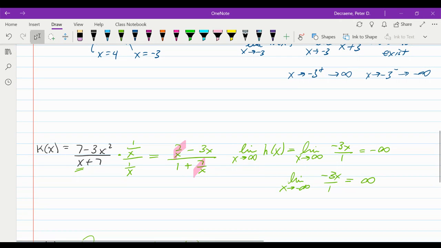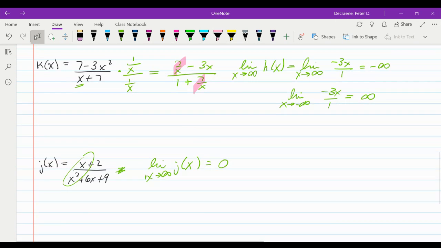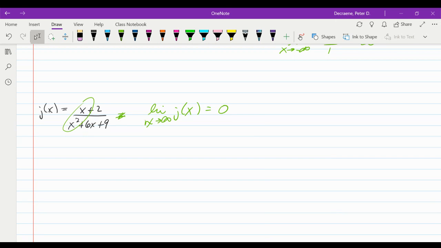Let's take a look at j of x. Here again, we can do the same sign analysis by simplifying a little bit. Let's simplify j of x to x plus 2 over, if we factor the denominator, x plus 3 squared. If we want the limit as x goes to negative 3, we know there's an asymptote there, so we've got to figure out which way it goes along the asymptote on x plus 2 over x plus 3 squared.